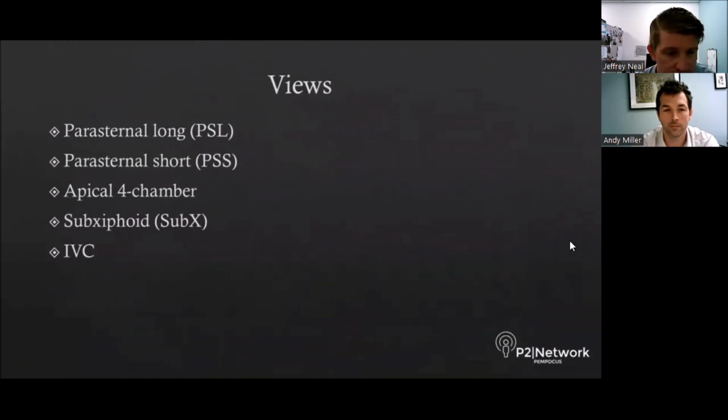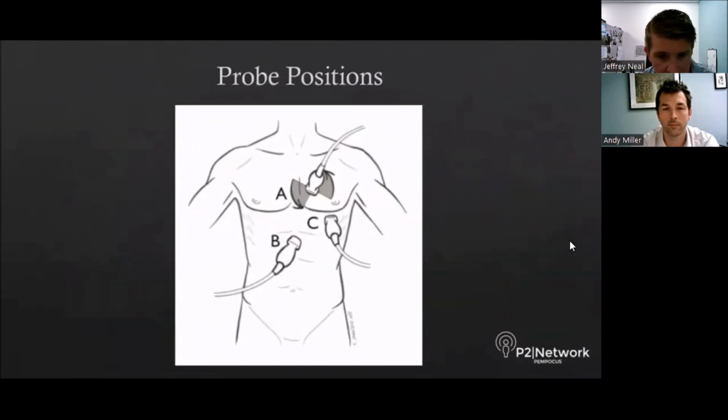As this has been reviewed in the previous lectures, we're not going to intensely review these here, but the four standard cardiac views obtained are the peristernal long, peristernal short, apical four-chamber, and subxiphoid. The IVC view can also be particularly helpful for confirmation of tamponade. As you see, the four most helpful probe positions are labeled here. As most of you are experienced, we will not again review this in detail.